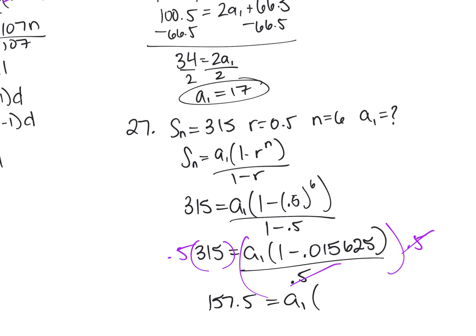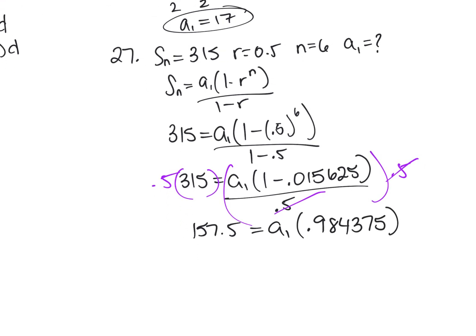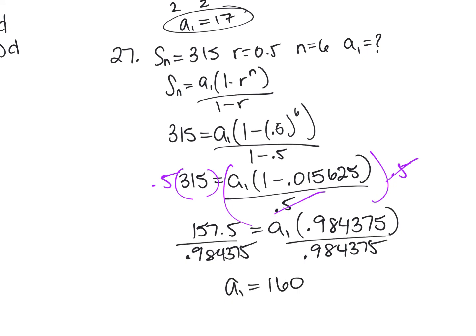That's 0.984375, and 157.5 divided by 0.984375. Don't get lazy and round, otherwise you're not going to get the right exact answer. So a_1 equals 160.